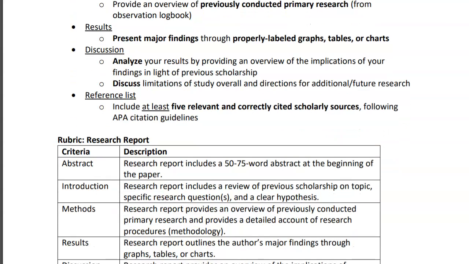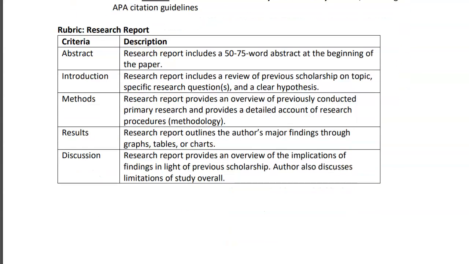And then the final section is going to be, of course, the reference list, which starts on a new page. You're going to have at least 5 relevant and correctly cited scholarly sources in APA, right? And then finally, we have the rubric that gives you an overview of what we're going to be looking at when we're evaluating your research report, right?